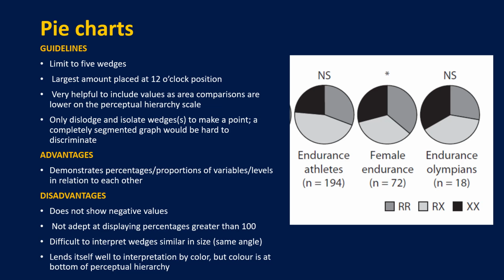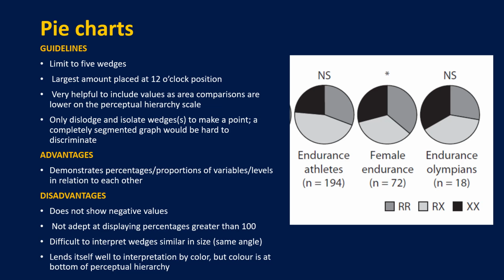You can, in software packages, dislodge or isolate wedges. You can pull them out to make a point. But don't do that with all of them. Do it with a slice that you think is fundamental to making a point. There's something really important about it. You can dislodge it from the pie. They're really good when you're trying to demonstrate things like percentages or proportions or levels, for example. Really useful in that example.